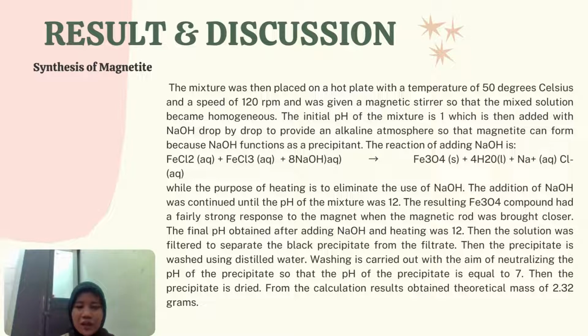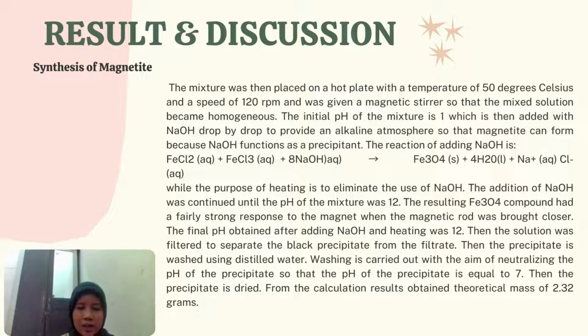The following is the reaction of adding sodium hydroxide. While the purpose of heating is to eliminate the use of sodium hydroxide, the addition of sodium hydroxide was continued until the pH of the mixture was 12. The resulting iron oxide compound had a very strong response to the magnet when the magnetic rod was brought closer. The final pH obtained after adding sodium hydroxide and heating was 12.